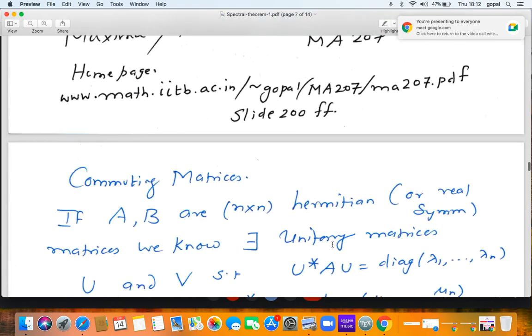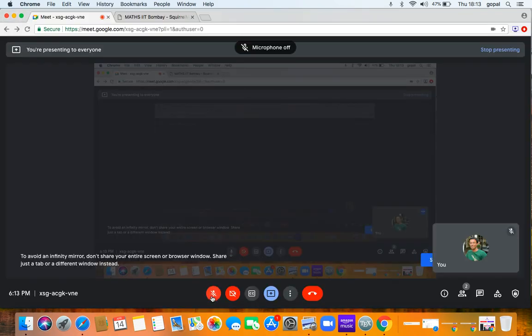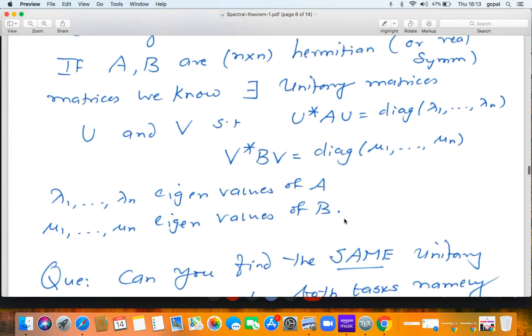Okay, let's proceed a little further. Commuting matrices. Suppose A and B are two Hermitian matrices. I know that there is a unitary matrix U such that U star AU is diagonal. I know that there's a unitary matrix V such that V star BV is also diagonal. And the diagonal entries are the eigenvalues, of course, as we saw just now.